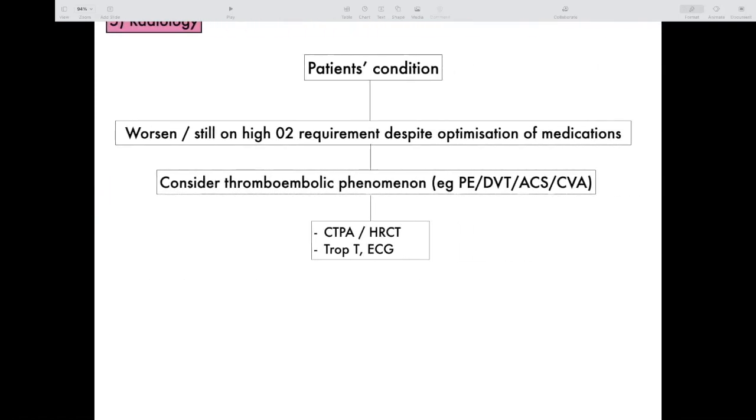Next, if the patient's condition worsens or needs a higher oxygen requirement despite optimization of the medication, we should bear in mind that there are thromboembolic phenomena like pulmonary embolism and DVT. So in these cases, we should consider ordering CTPA to look for PE, and HRCT to look for organizing pneumonia or fibrosis in patients who do not improve, especially on all the DEXA that we give.